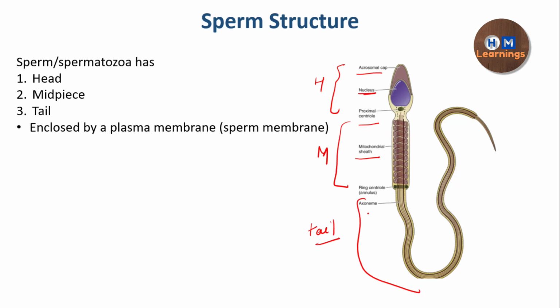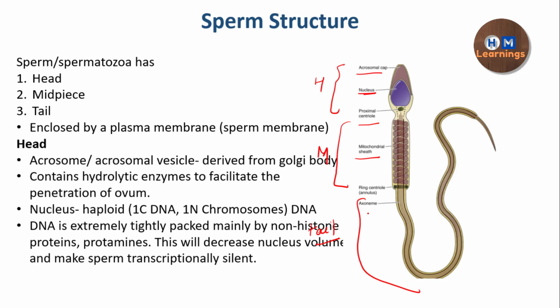All these structures are enclosed by a plasma membrane that is called the sperm membrane. First we talk about the head and the structures which are there in the head.